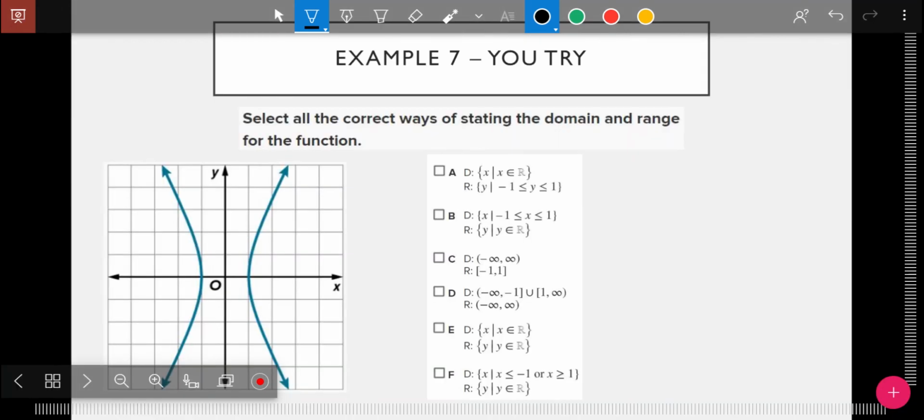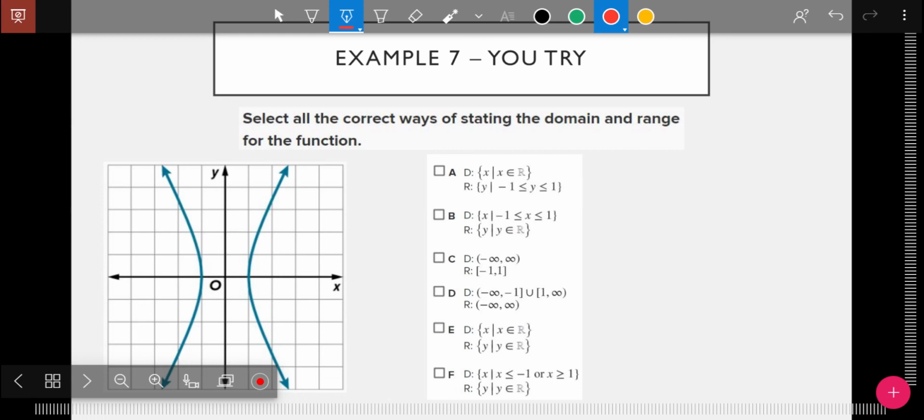Give it a try. Take a look at this one. Pause the video here. Good luck. All right, hopefully you've had a chance to take some guesses here. If not, you can continue to pause the video if you want, but I'm going to try to explain it.